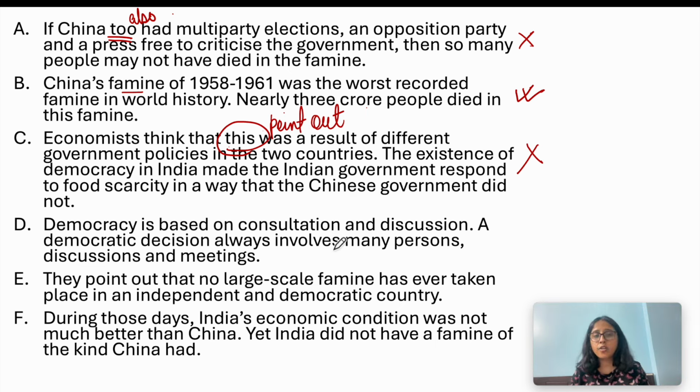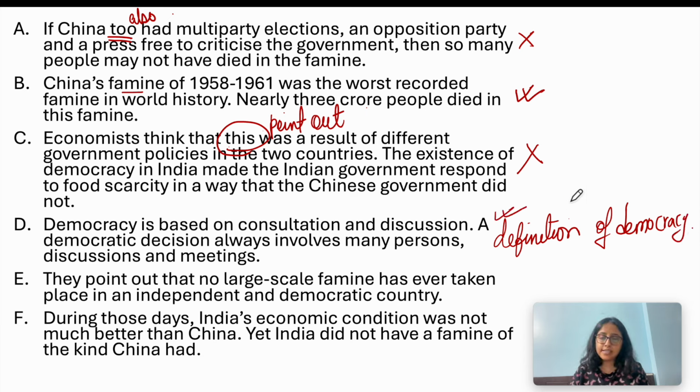Democracy is based on consultation and discussion. A democratic decision always involves many persons, discussions, and meetings. So this sentence gives you a definition of the term democracy. Now this is again an independent sentence.